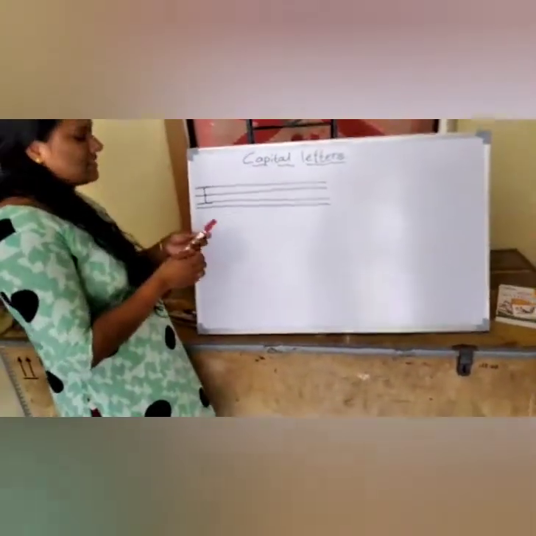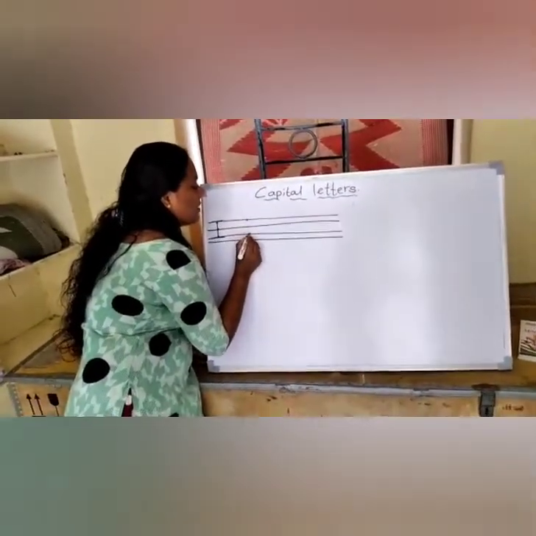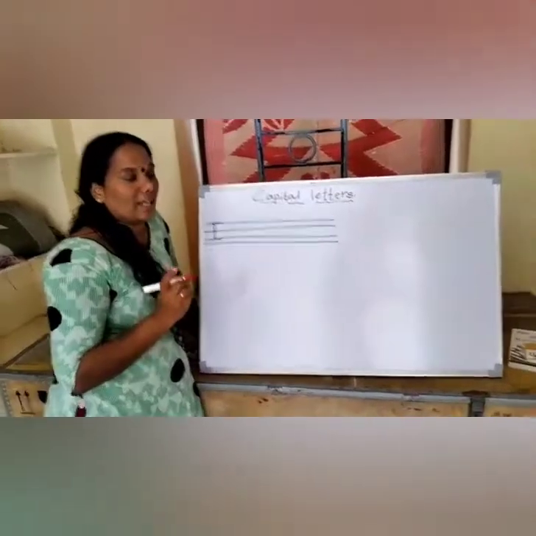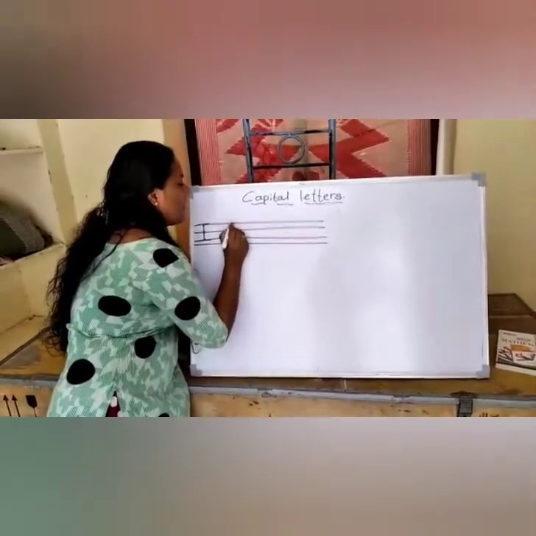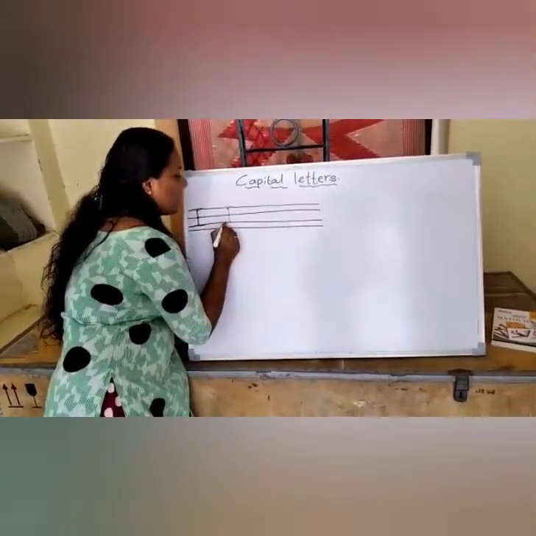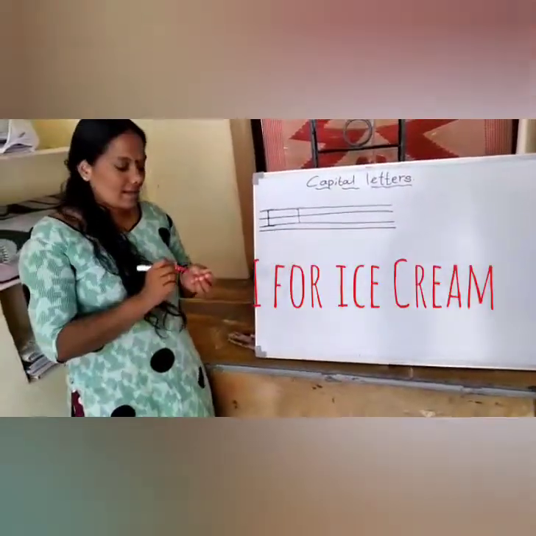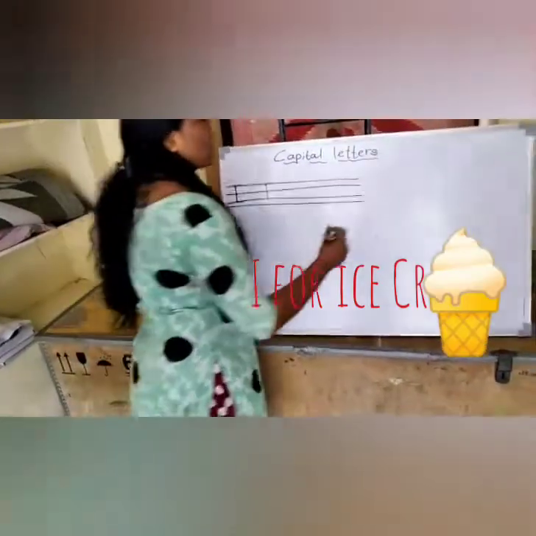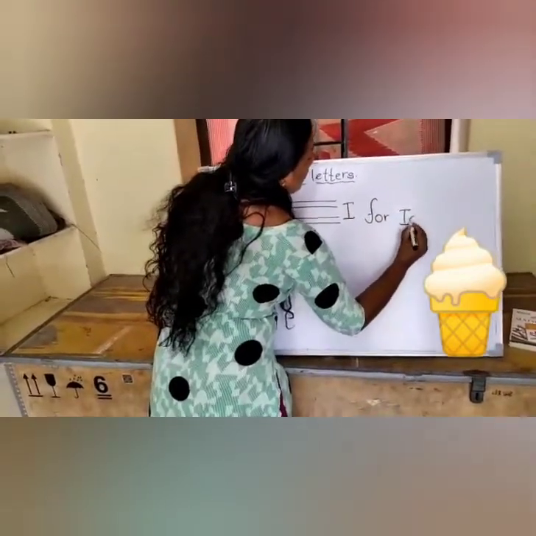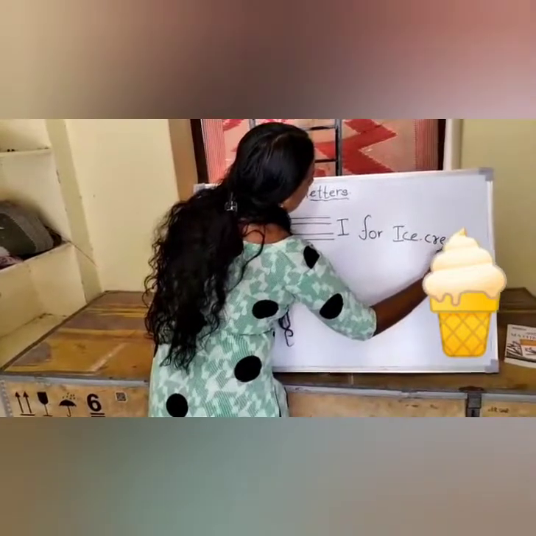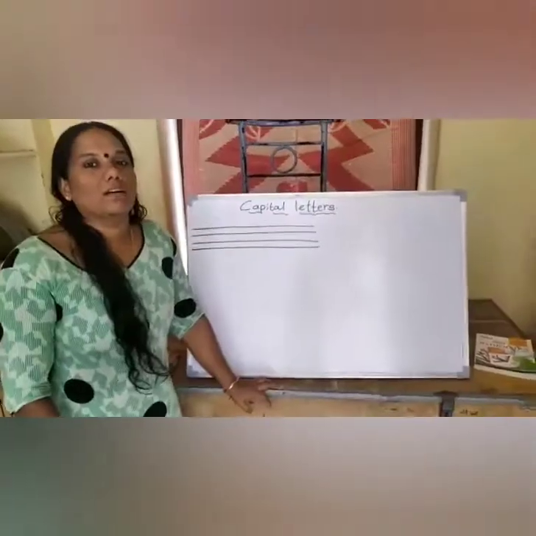So once again I am telling, this is an easy letter. I am telling one more time. 3 dots we have to put here. How many dots? 3. Then up to down one big line. Up one small line. Down one small line. So what is the letter? I. I for ice cream. Very good. Okay kids.